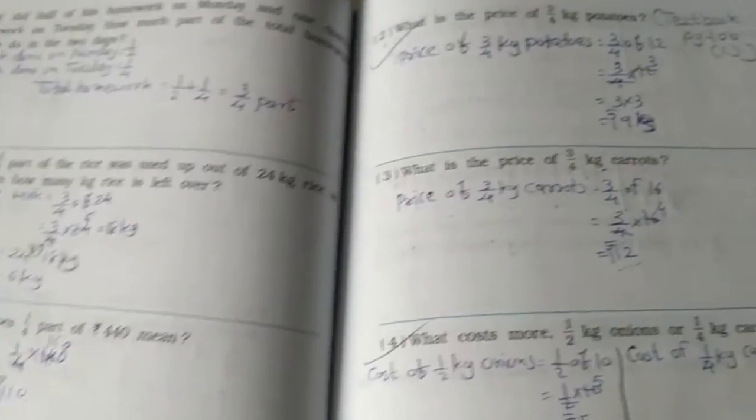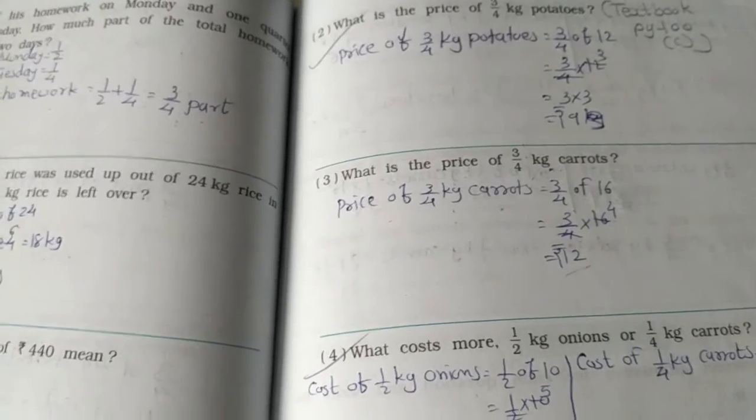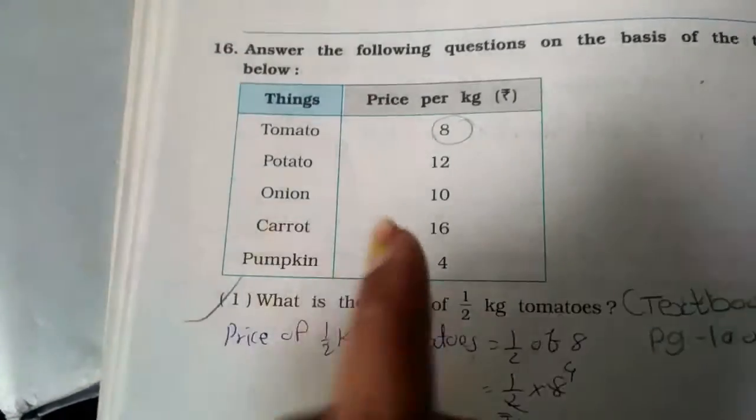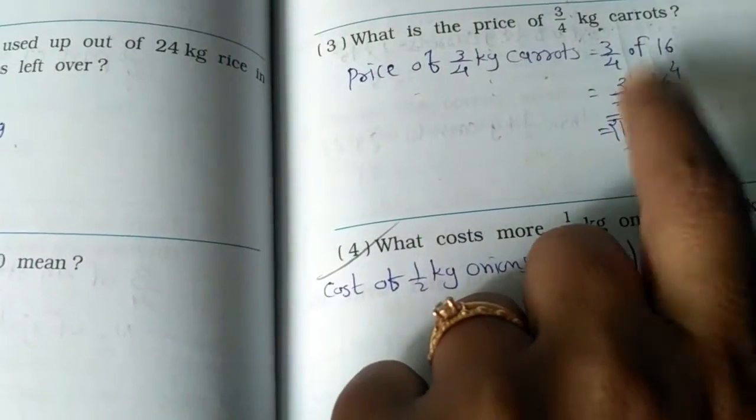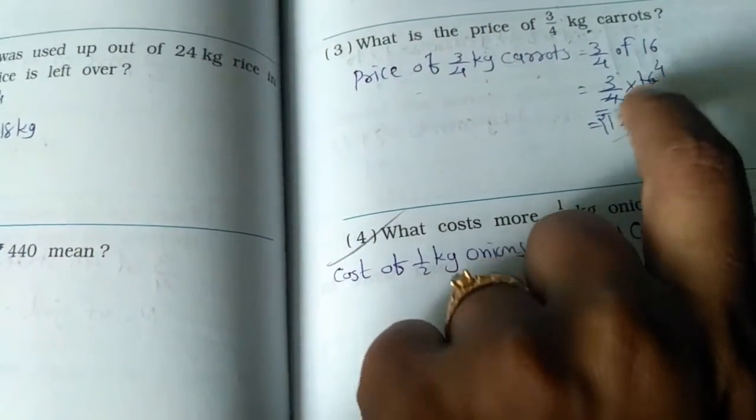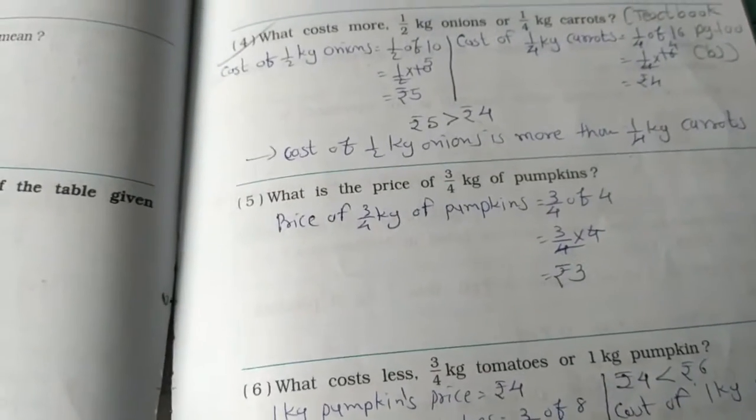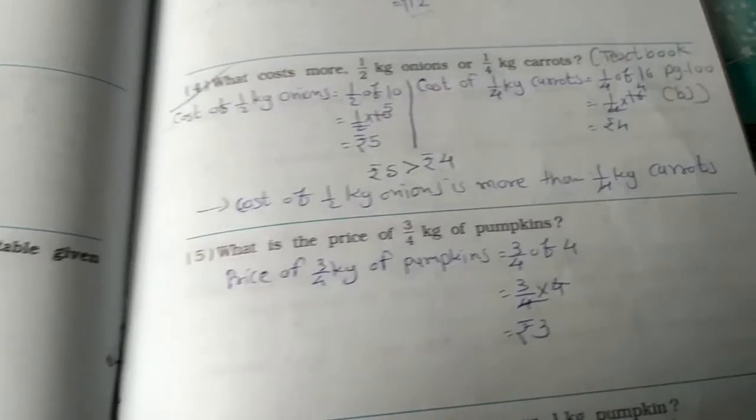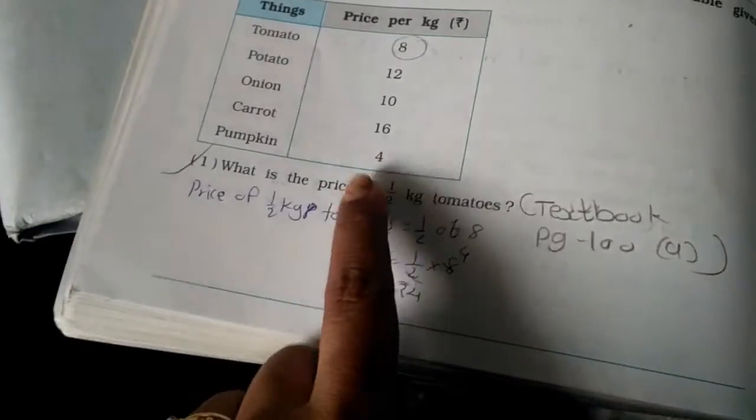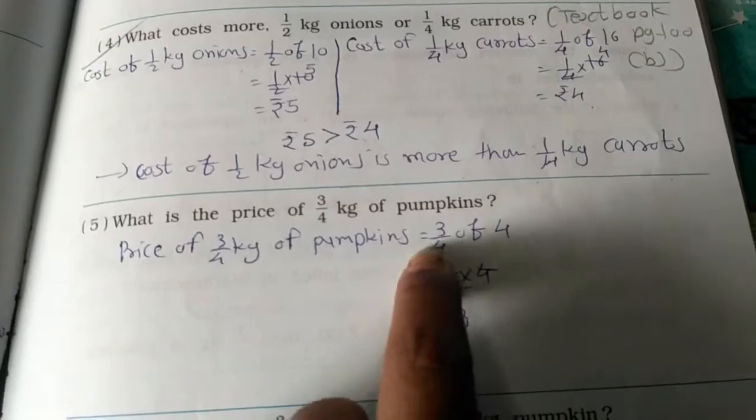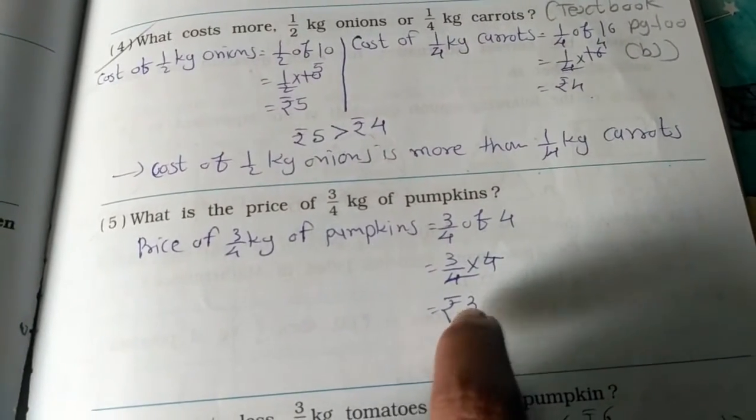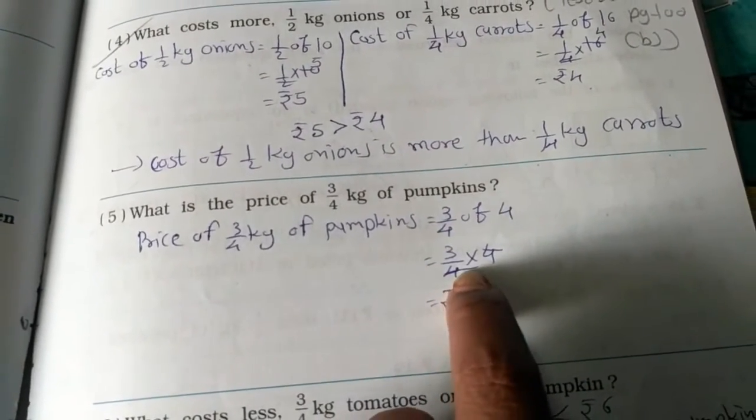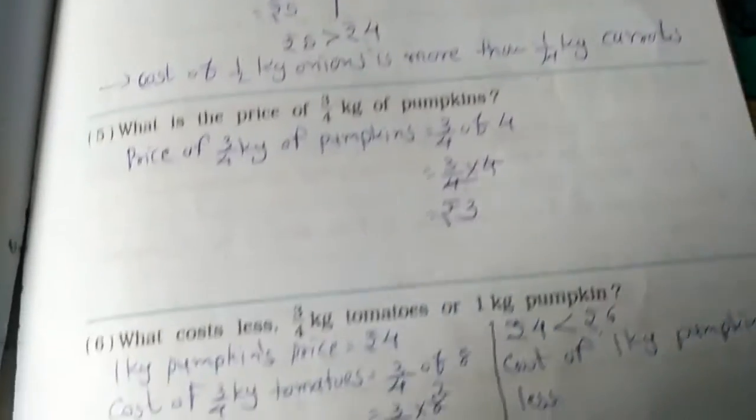What is the price of 3/4 kg carrots, right? The price of the 1 kg carrot is 16. So 3/4 of 16, 3/4 multiplied by 16. 4 4s are 16. 4 3s are 12. So rupees 12. Number 5. What is the price of the 3/4 kg of the pumpkin? Abhi, the cost of the 1 kg of the pumpkin is rupees 4. The cost of 3/4 kg of the pumpkin is rupees 3. See, do the multiplication. 4 4 cancel and 3 over there.